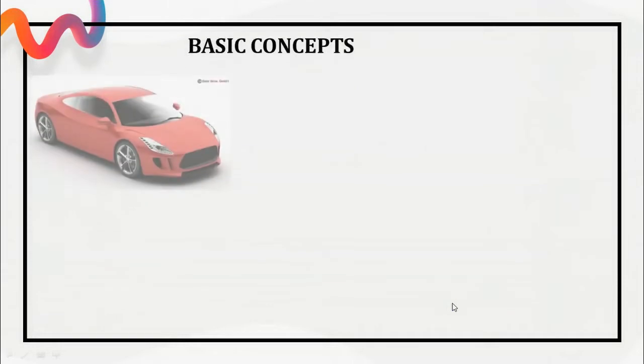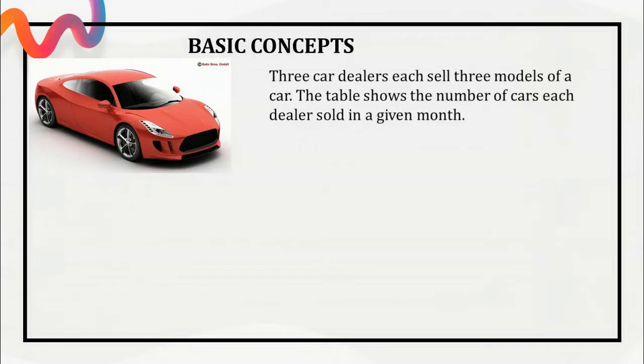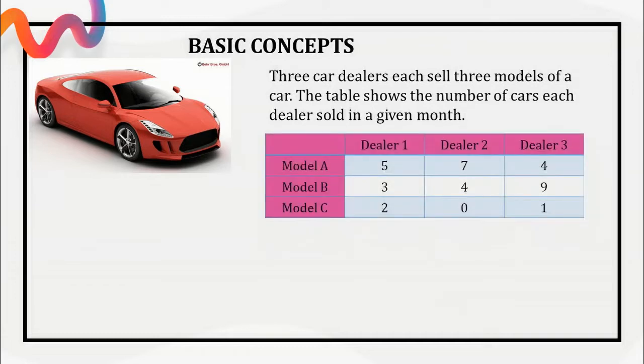Okay, in the basic concept, here we see a picture of cars. Three car dealers, and three models of a car. The table shows the number of cars each dealer sold in a given month. Dealer 1, dealer 2, dealer 3 selling model A, model B, model C. Look, you can see this table. We can organize data like this in a matrix.